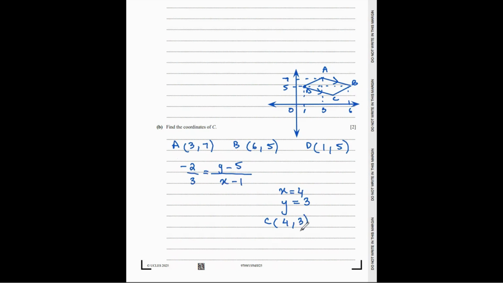That is your answer. And that also goes with the diagram that I've drawn, because we can see that the y value is less than 5 and the x value is between 3 and 6. So that's your answer. Then it says find the area of the triangle formed by the perpendicular bisector of AB and the x-axis and the y-axis. So let's bring back our diagram.